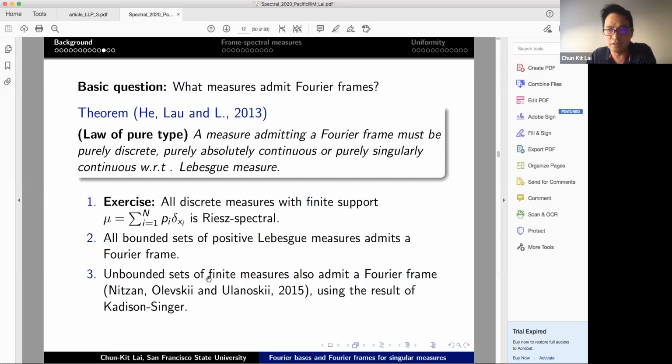How about unbounded sets of finite measure? This one becomes much more difficult because you don't have a square covering. It was eventually answered by Lev, Olevskii, and Ulanovskii. What they use is a Cartesian-Singer construction. They control the frame bounds using it, and later on I will give you some explanation of this.